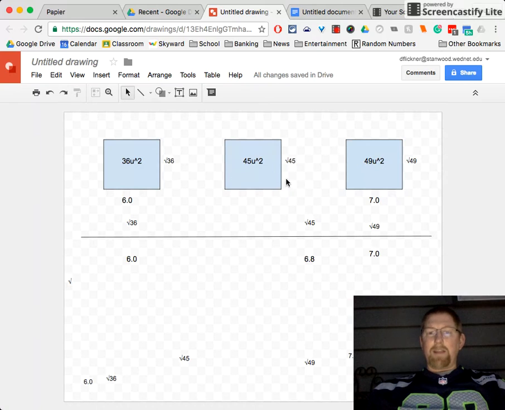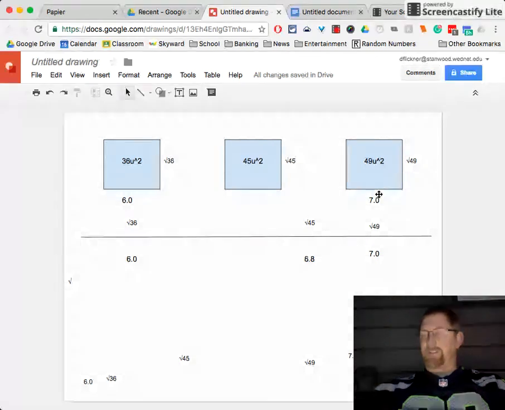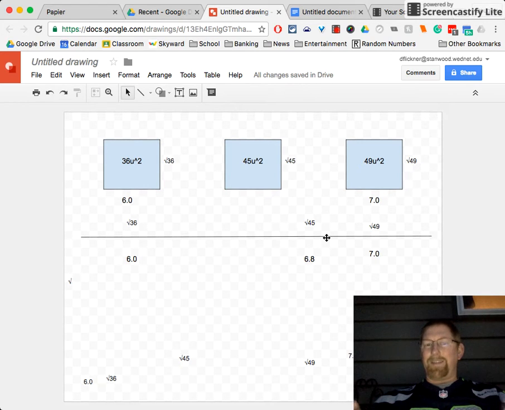Since the side of the square is root 45, it exists between the side of this, which is root 36, which is exactly 6, and the side of this, which is root 49, which is exactly 7. So root 45 exists between root 36 and root 49. We're estimating how big that number is relative to the perfect squares that it rests between.